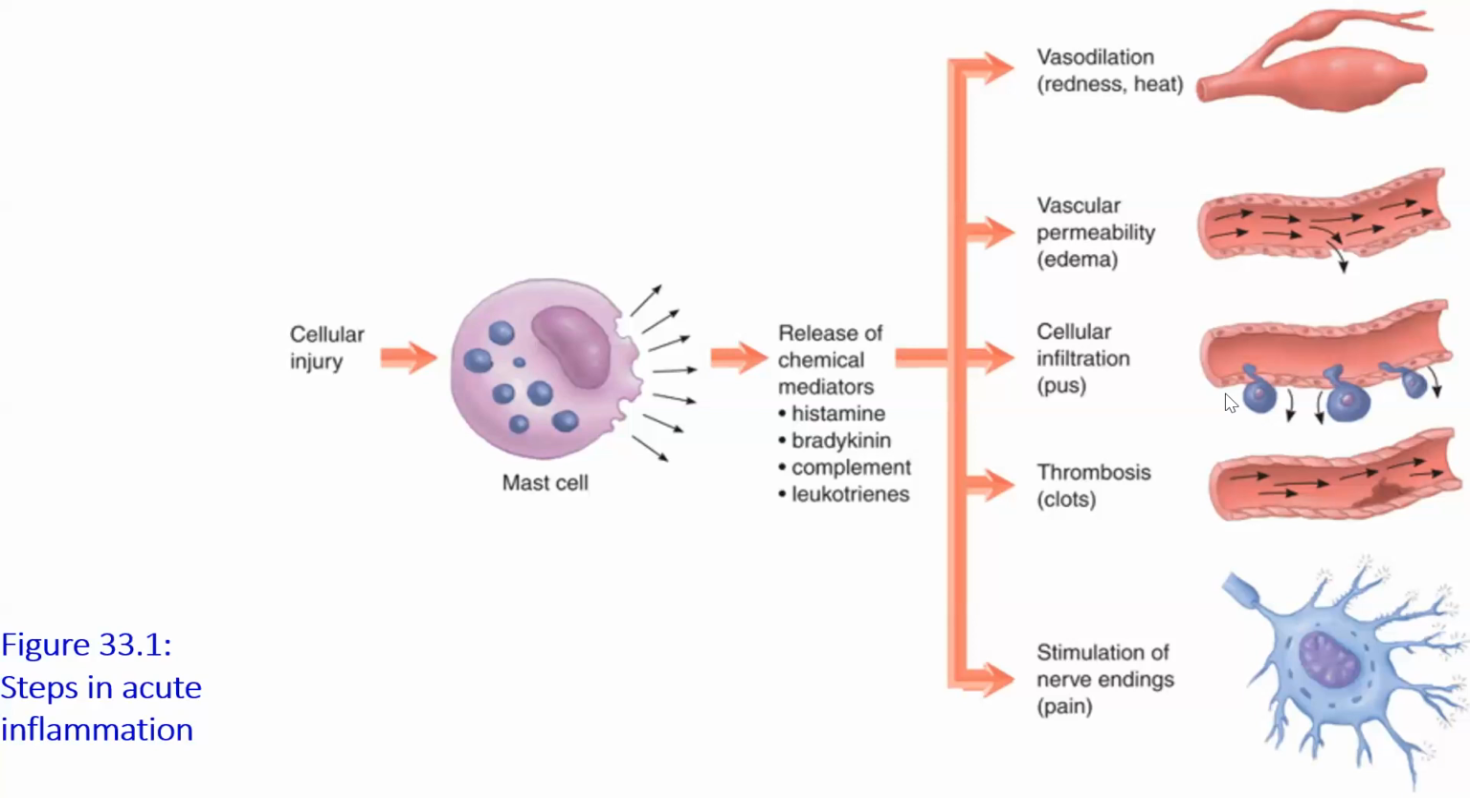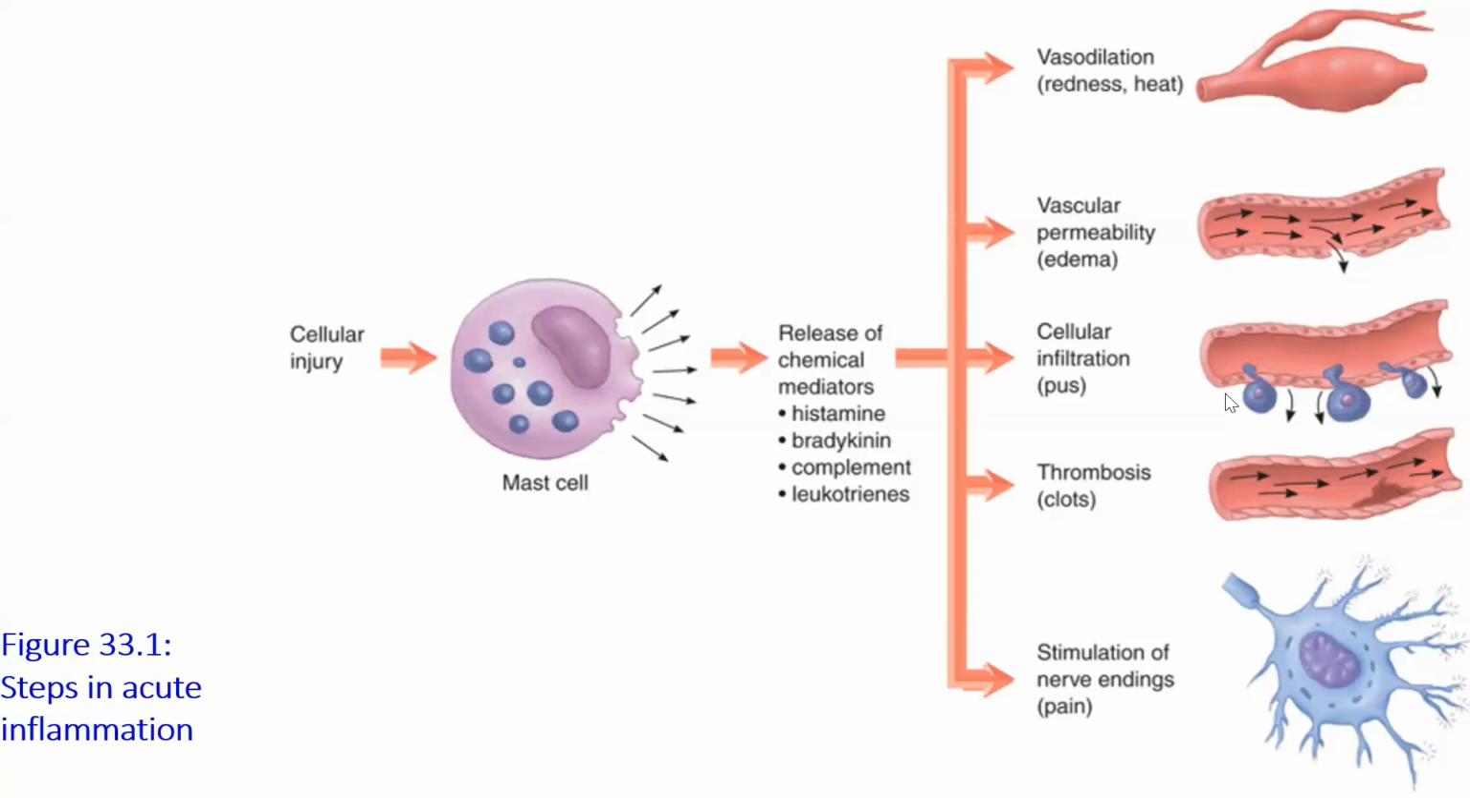And because of the increased vascular permeability, the inflamed site will become edematous and swollen. And because of the cellular infiltration, sometimes there is pus, mostly when there is an infection.